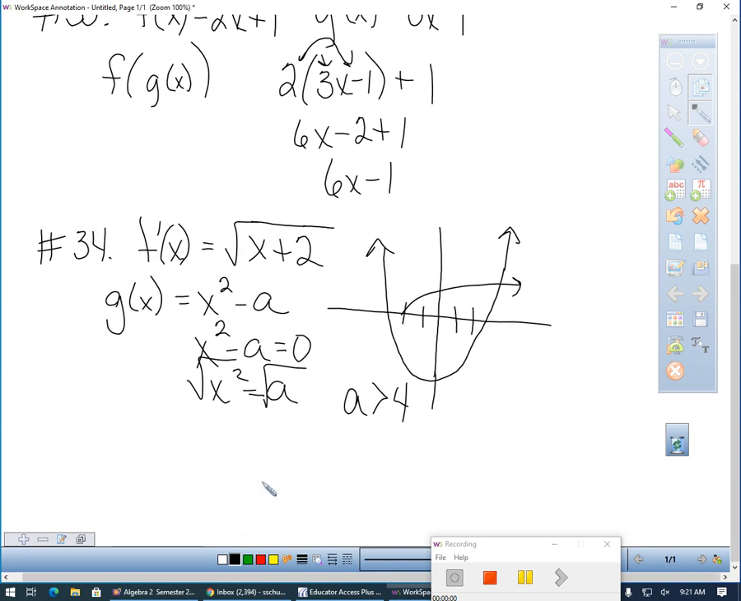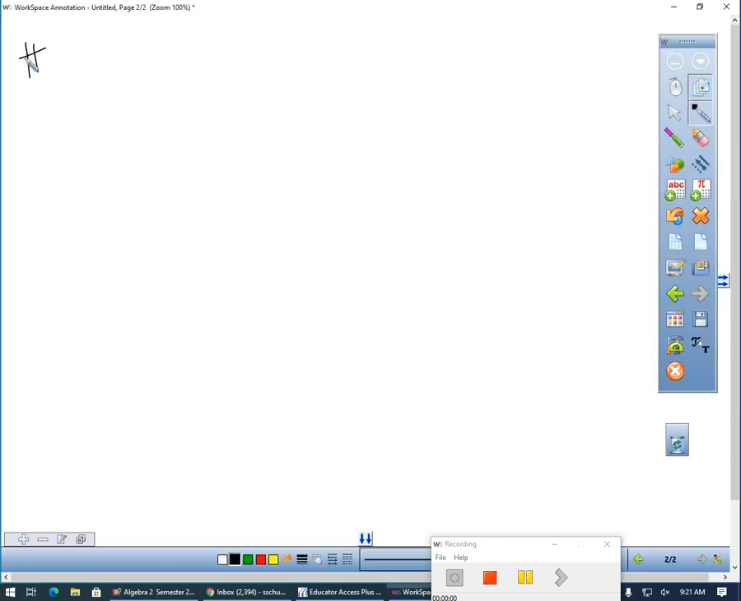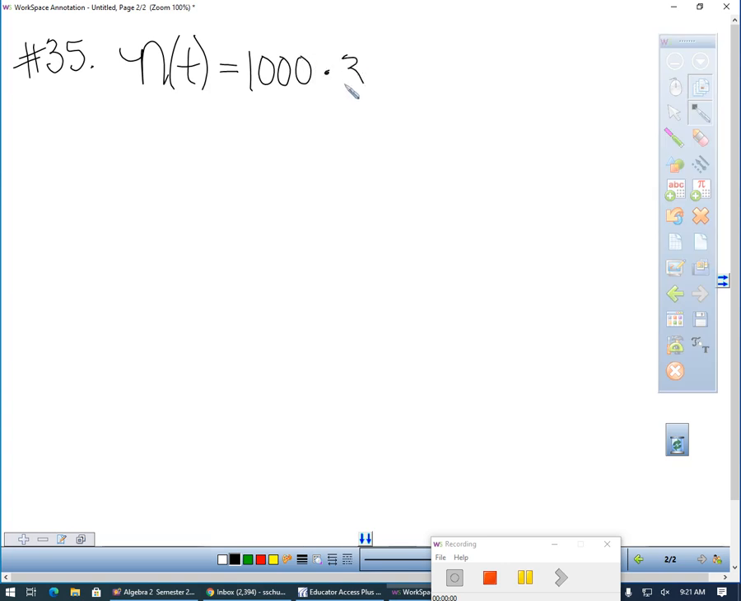I think that's a better way to explain it after the other day. So let's move to number 35. On number 35. We talked about this one a little bit in class. It gives you n of t equals 1,000 times 3 to the 2t over 3. And it tells you that the bacteria grew from 2 p.m. to 8 p.m., which is 6 hours.